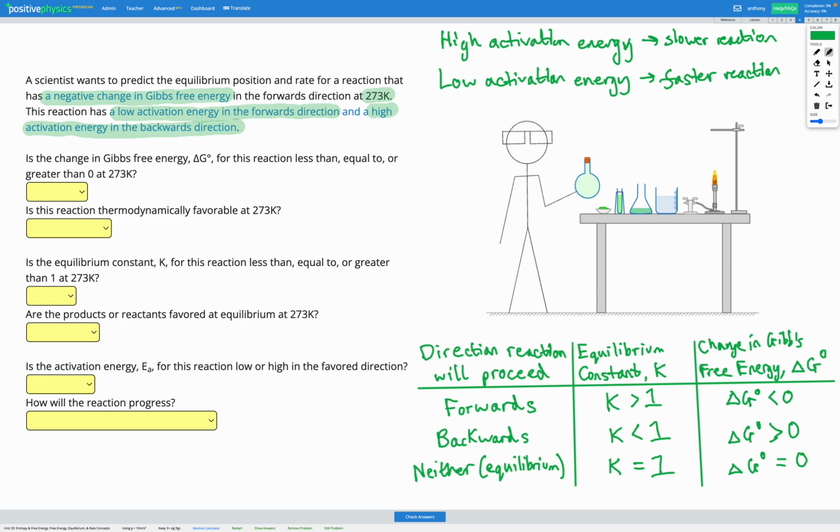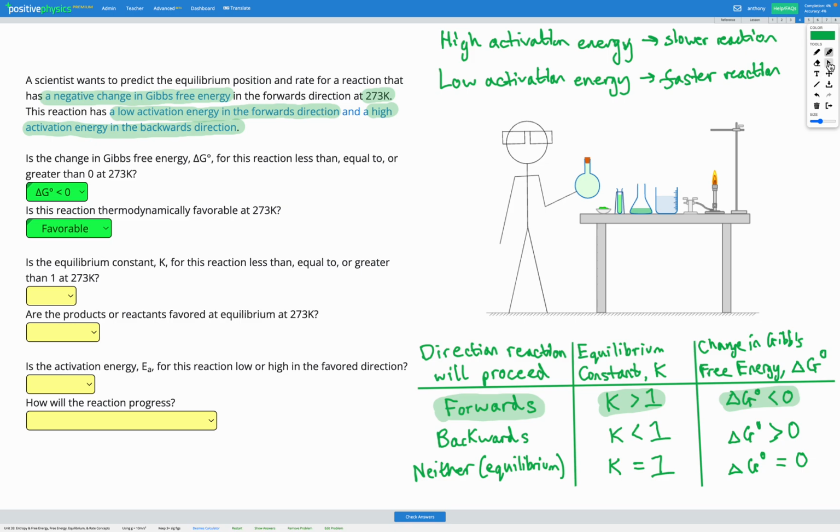Now, we were told in the question it has a negative change in Gibbs free energy. That means our change in Gibbs free energy is going to be less than 0, since it's negative. So we can fill that in here. Delta G naught is less than 0. And we know that delta G naught being less than 0 means our reaction is thermodynamically favorable. So it's going to be favorable. So what this means is that our forwards reaction is happening. And it means our products are going to be favored at equilibrium, and K is greater than 1.